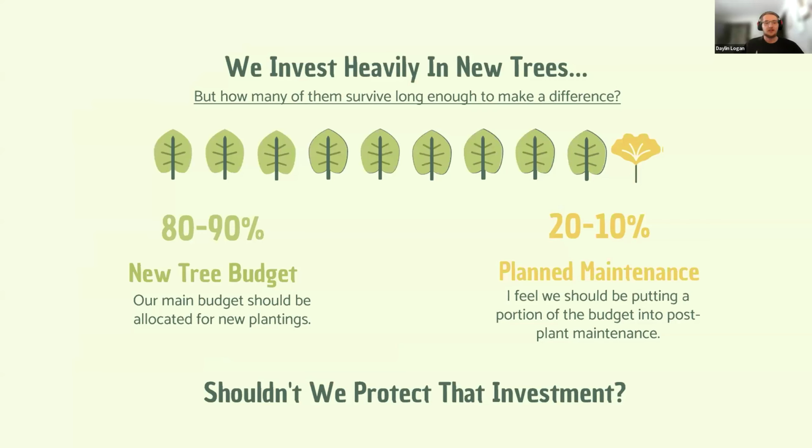We invest very heavily in planting new trees, like the Spokane, all the new directives that we have coming out. But we put most of that money directly into planting the new trees, while I feel like we should put 10 to 20% into planned maintenance afterwards. Like I said, we invest heavily in new trees, but shouldn't we protect that investment? If the tree dies before it actually makes the difference that we're trying to find from that small tree, then what was the point in planting it and putting that money in the ground in the first place?